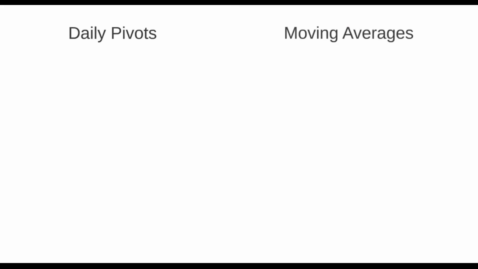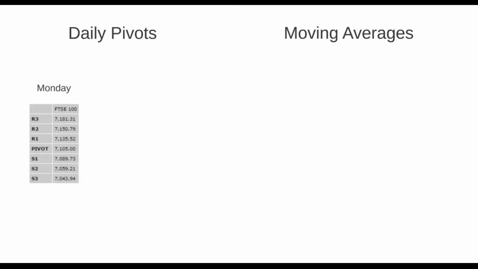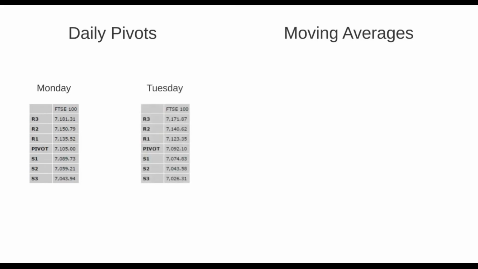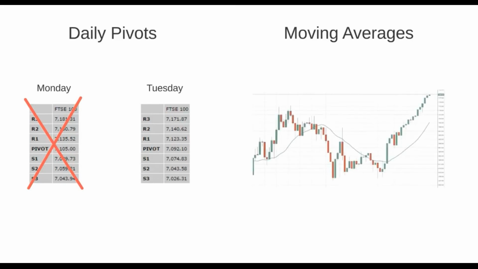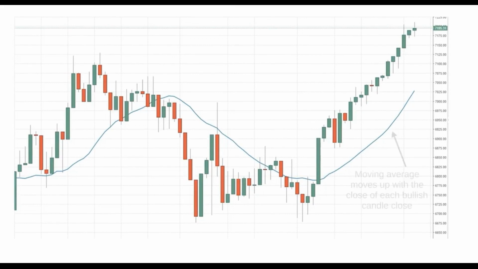I use two types of dynamic support and resistance areas as part of my trading strategy, which are daily pivots and moving averages, and these levels change regularly. Daily pivot levels are specific levels of support and resistance that change on a daily basis. So I will have a set of daily pivot levels plotted on my chart on the Monday, and then these levels will change on the Tuesday. Monday's pivot levels are now no longer of interest to me on Tuesday, as all the levels have changed. Moving average levels are dynamic as well, as they are constantly changing with the formation of every candlestick.